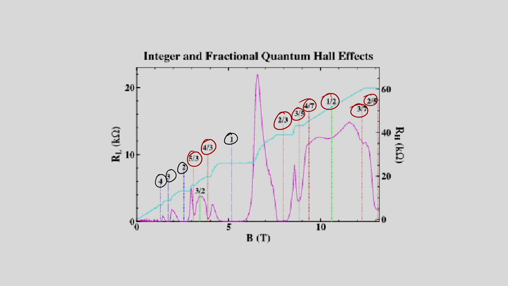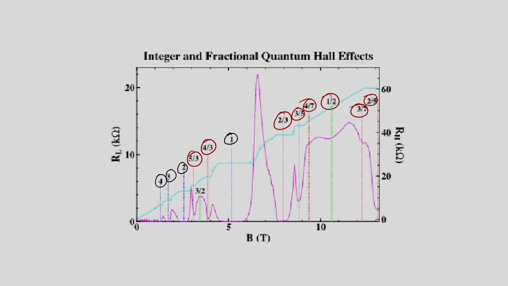And overall, more than 80 such fractions have been noted in experiment. So this is a single figure which shows both integer and fractional quantum Hall effects. Okay, so in order to understand, we have to again understand the energies of these electrons in a magnetic field, which we already know, but does anything change in this fractional quantum Hall effect?